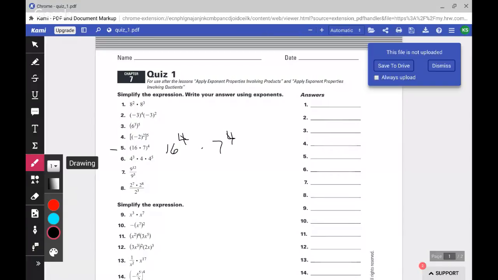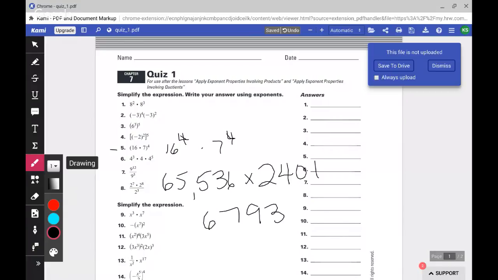16 raised to the 4th equals 65,536, times 7 raised to the 4th, which is 2,401. And then when you add those together, you get 67,937.